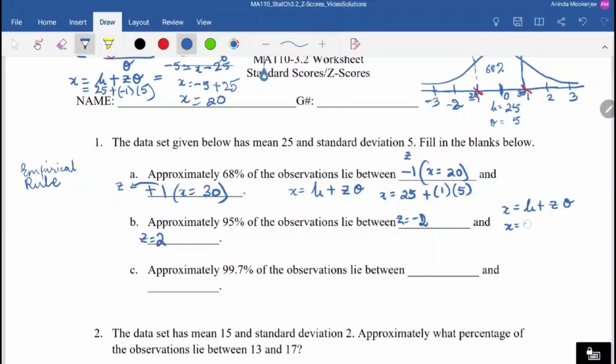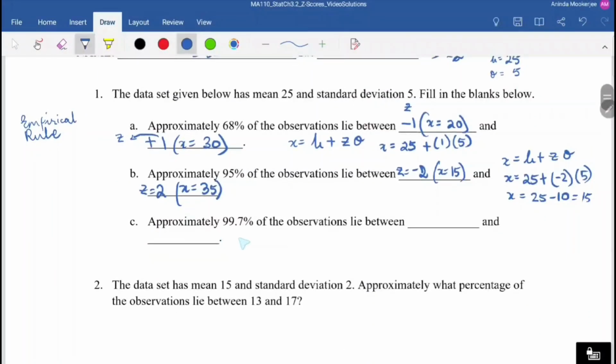So x equals 25 plus minus 2 times 5, which will be x equals 25 minus 10, and that's going to be 15, right? This value here is going to be 15. Positive 15 on the left-hand side, and it should be 35 on the right-hand side. So x equals 15. And on this side, it would be 25 plus 2 times 5, 10. So 25 plus 10 would be 35, right?